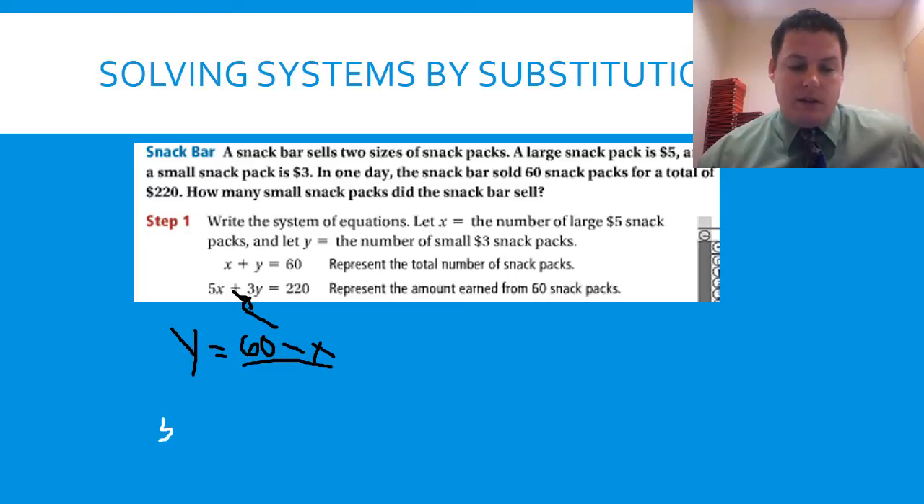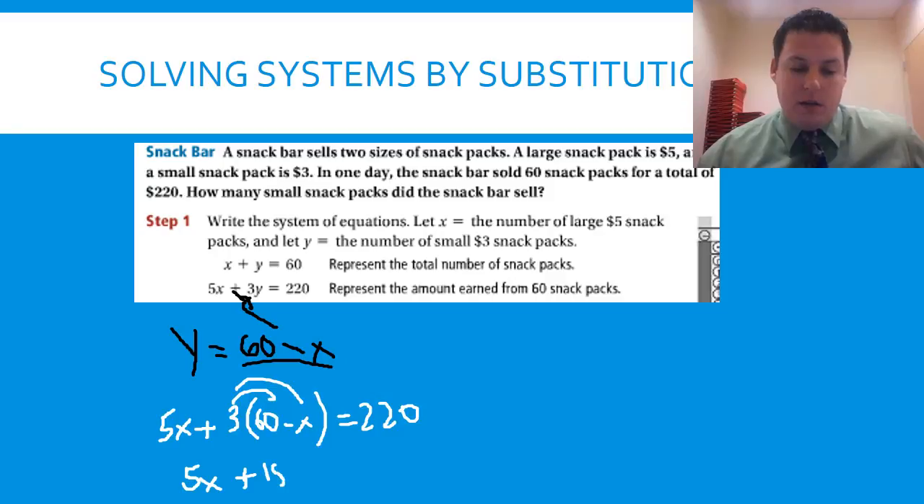So we have 5x plus 3 times 60 minus x is going to give us our 220. So we have 5x. Remember, we need to distribute this. Plus 180. 3 times 60 is 180. 3 times x is 3x, but we're keeping that minus sign. So it's minus 3x because it's positive 3 times negative x, or times opposite x, so we get a negative number, equals 220.